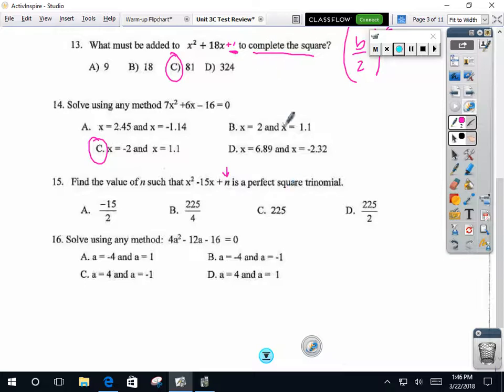Instead of calling it complete the square, they're saying to create a perfect square trinomial, which is what you do when you complete the square. So what should I do? Right, the -15, which is the b, divided by 2 squared.